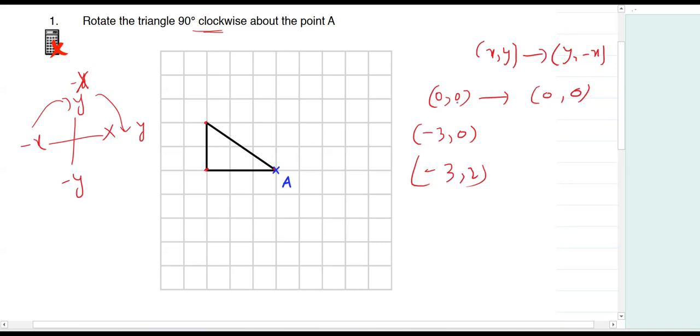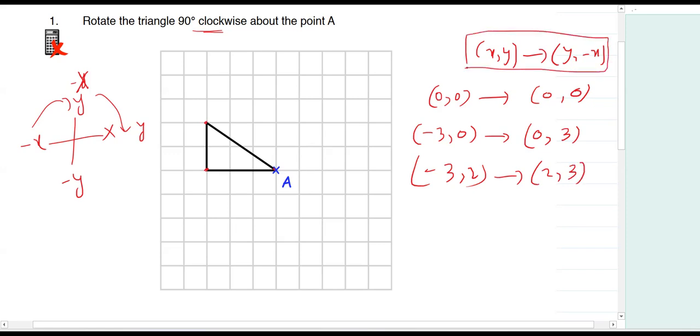Now under this rule, when you change them, what will happen? You will swap them and change the sign. Changing the sign of 0 doesn't affect it. Okay, swap them and change the sign of this. Swap them and change the sign of this one, according to this rule. Yes, we have done the rotation.